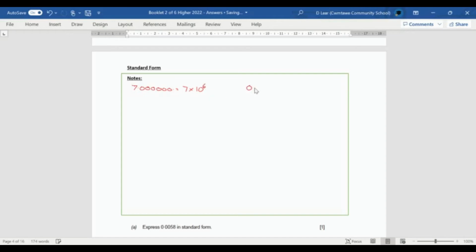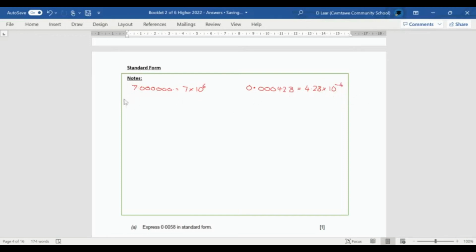Or if it was a small number like 0.000428, we would move the decimal point to after the 4. But this time I'm moving the decimal point not up the number but down the number, 1, 2, 3, 4 times. So it would be 4.28 times 10 to the power, and because it's moved down the number, minus 4. So big numbers, positive indices. Little numbers, decimal numbers, negative indices.